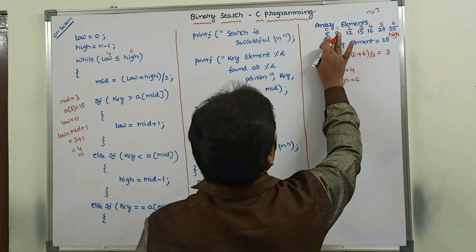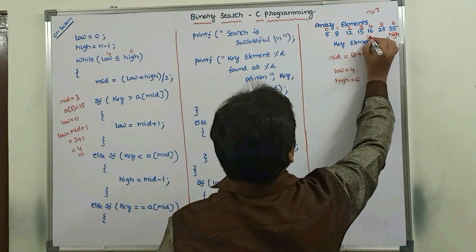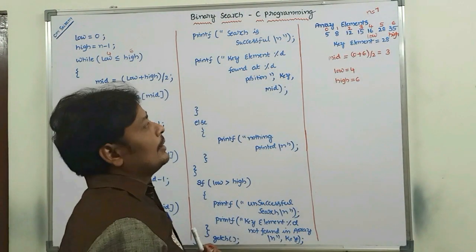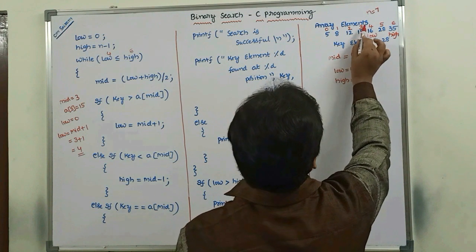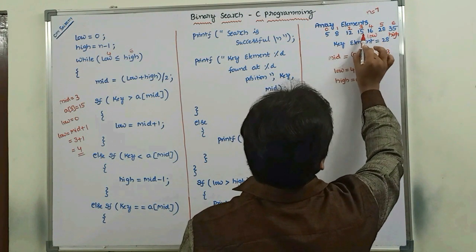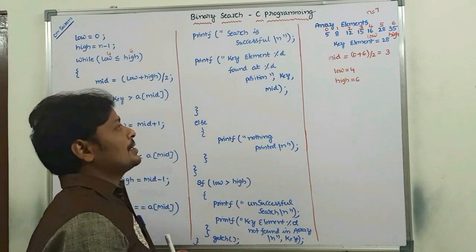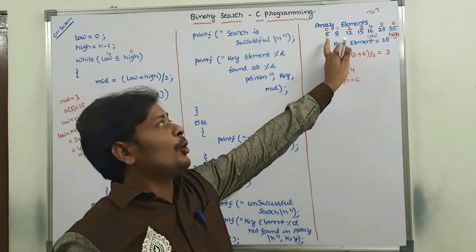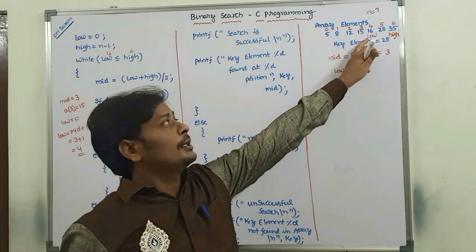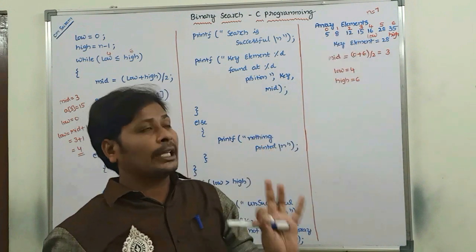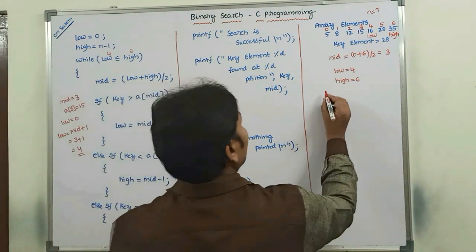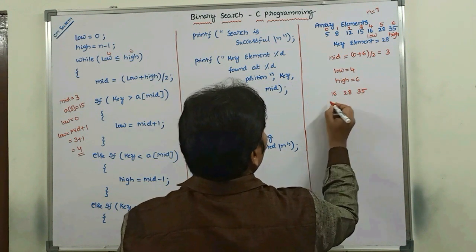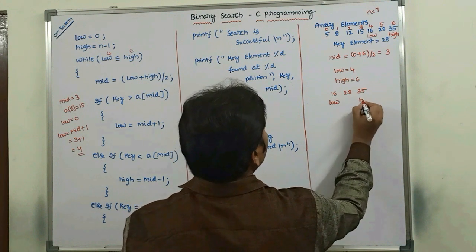Here the low value becomes this one, and we are ignoring the first half. The first half means 0 to 3. This sub array can be ignored. After checking the condition, the low value becomes 4, so this sub array can be ignored. We are considering only this sub array, 16, 25, 35. This is the low value and this is the high value.